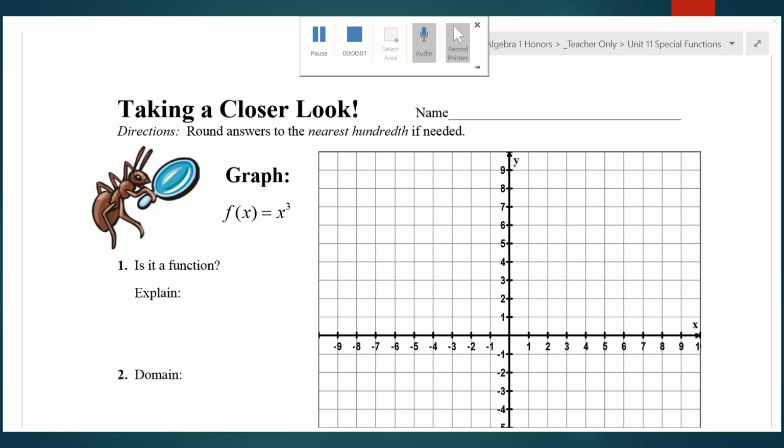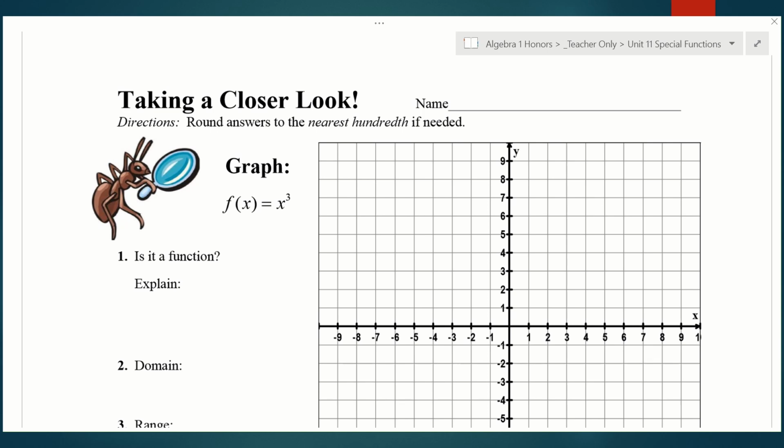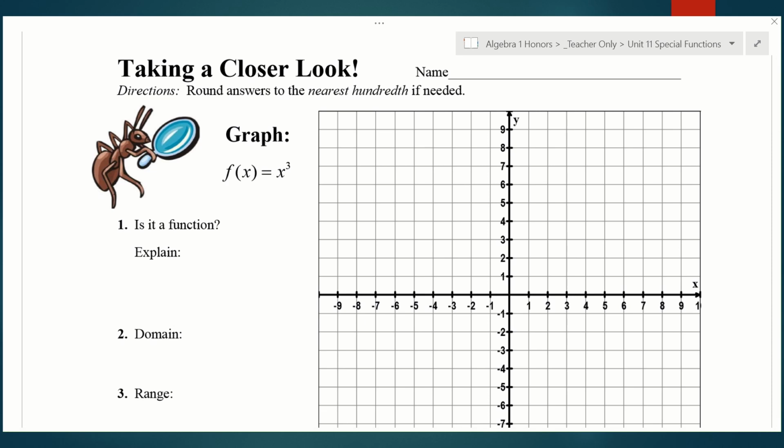Hi everyone. We are going to look at a new type of function today, and this type of function is called a cubic function. So you'll notice that the equation of a cubic function will always have an x to the third power in it, so a number cubed, not to be confused with cube root.